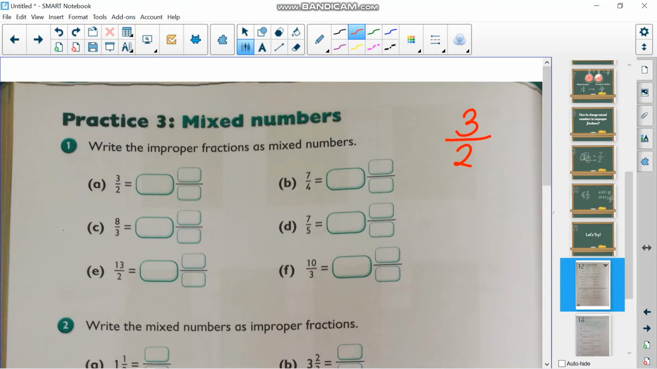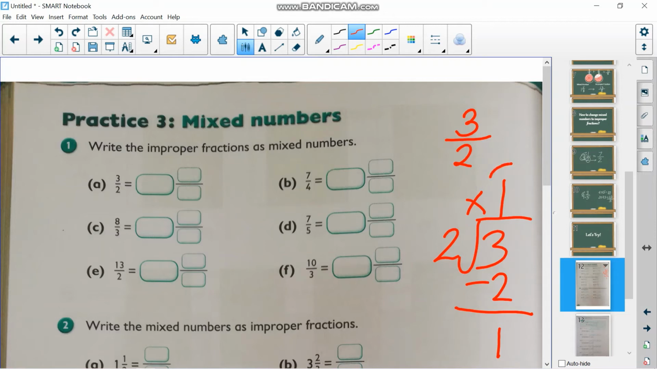3 over 2, it means 3 divided by 2. So, you can solve this mentally or you can use the column method. I'm just using the column method to show you how to do it. Okay? 3 divided by 2 is equal to 1. 1 times 2 is 2. 3 minus 2 is 1.